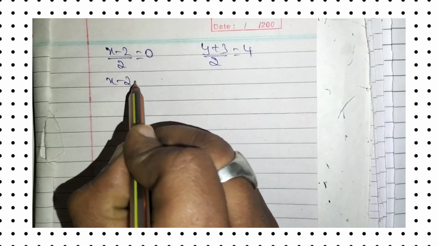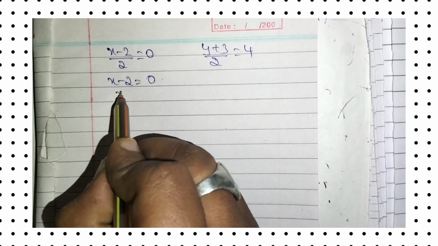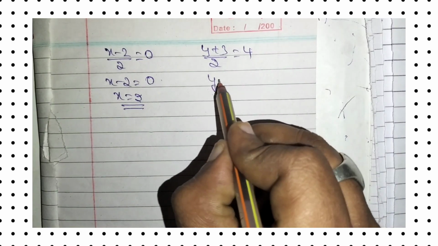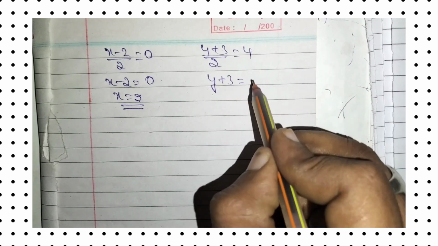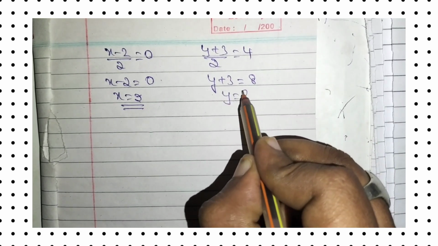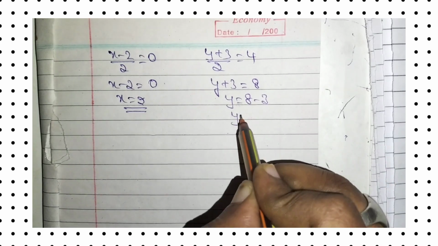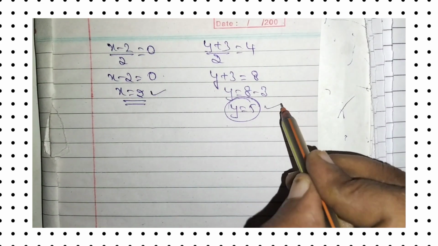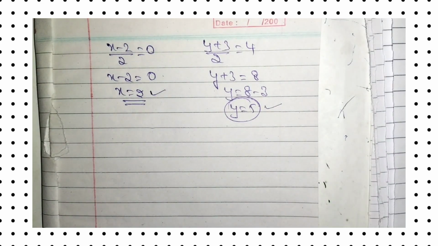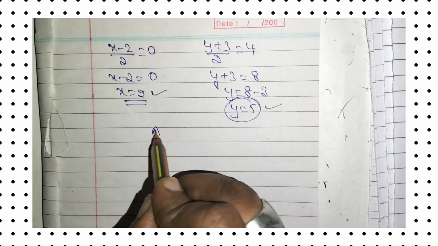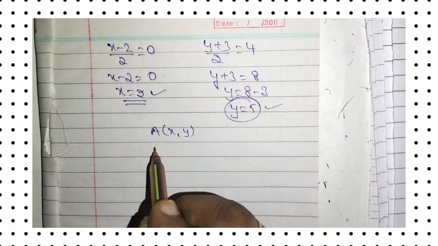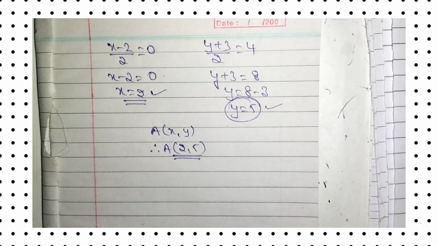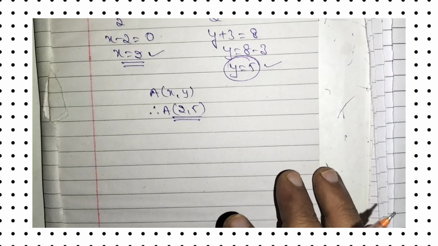So x − 2 is equal to 2 zeros are 0. x is equal to −2, bringing it to the other side, plus 2. Next, y + 3 is equal to 2 fours are 8. y is equal to 8 − 3, so y is equal to 5. So x is equal to 2 and y is equal to 5. So what are the coordinates of A? A is (x, y). Therefore, the coordinates of A are (2, 5). Like this, we have to find the coordinates of A.